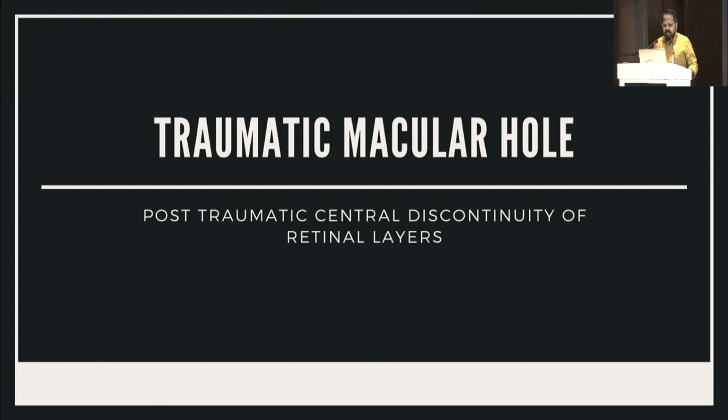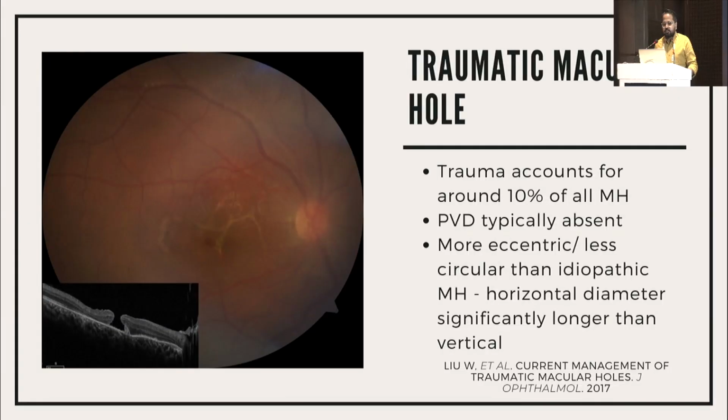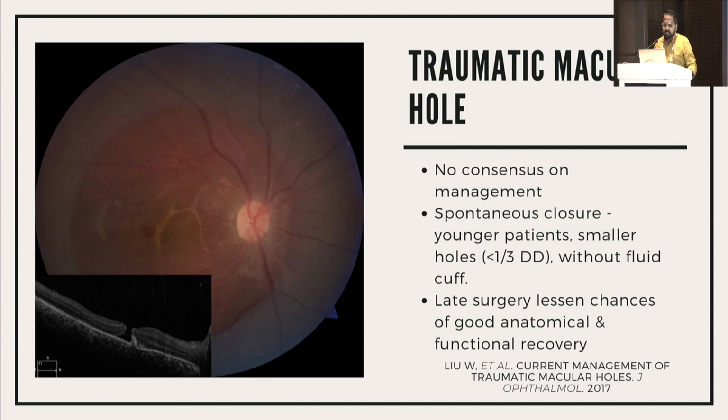Coming to traumatic macular hole, it is a posttraumatic central discontinuity of the retinal layers. Traumatic macular hole accounts for 10% of all macular holes. PVD is typically absent, and the hole is more eccentric and less circular than an idiopathic macular hole. Horizontal diameter is significantly longer than vertical. There is no consensus on management.